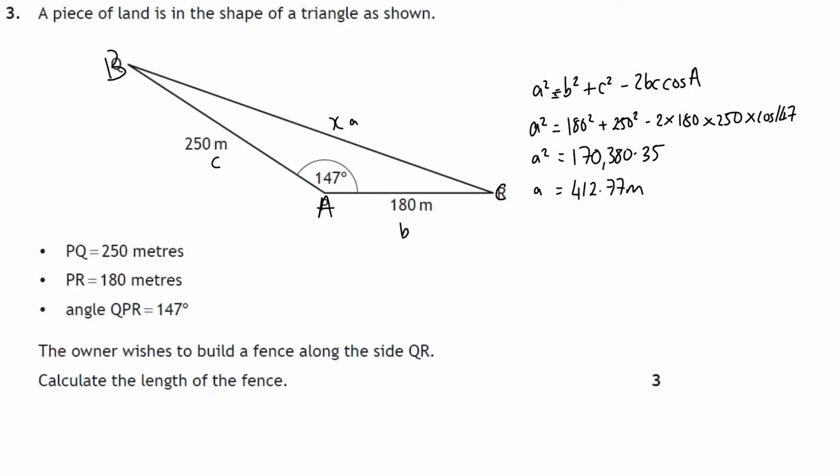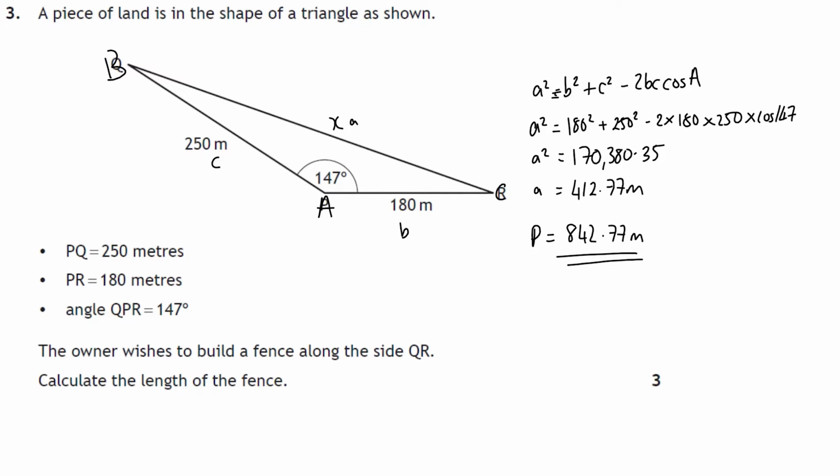So we're then going to add the sides together, the total perimeter all around the edges, because that's what we're looking for. That would be 412.77 plus 250 plus 180, and that gives us 842.77 meters.